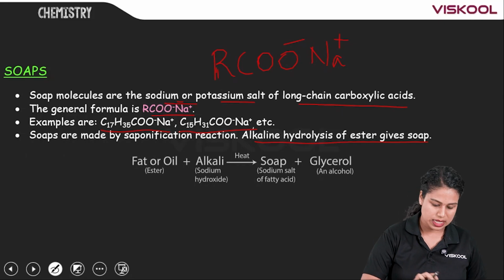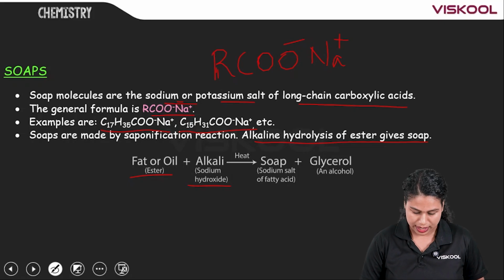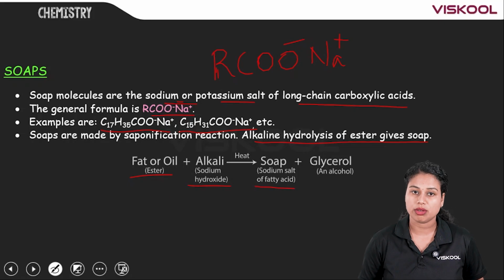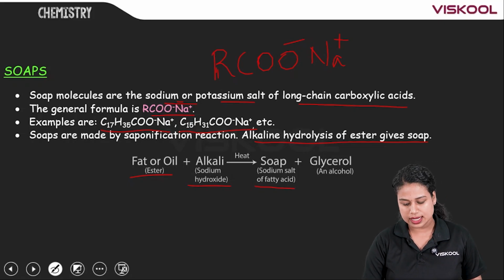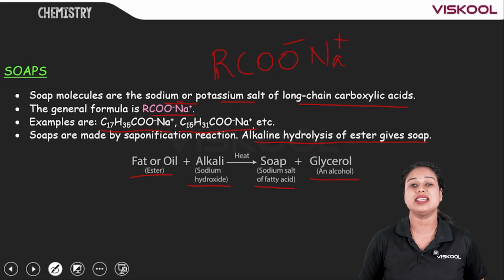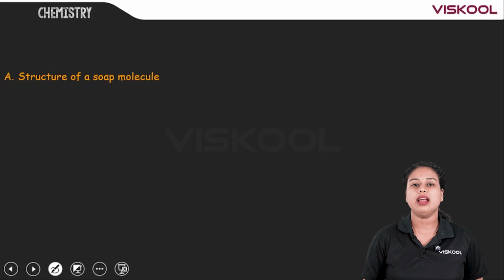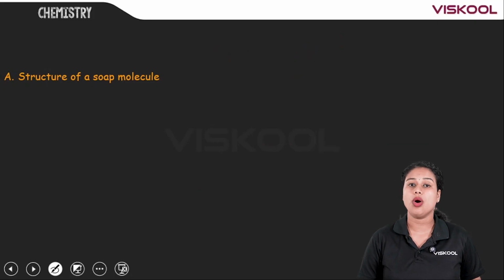Fat or oil, that is our ester, on reaction with an alkali like sodium hydroxide, gives soap, that is a sodium salt of a long chain carboxylic acid or sodium salt of fatty acid, along with glycerol, which is an alcohol. Glycerol is an alcohol. Then, how is the structure of the soap molecule?